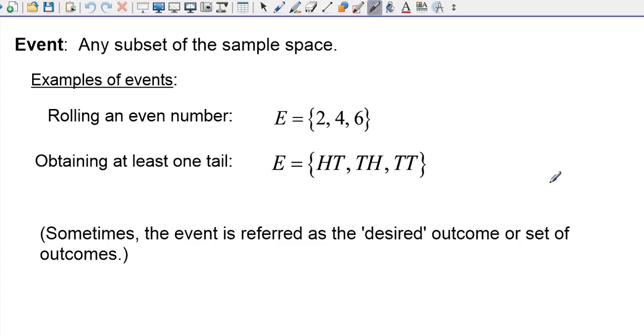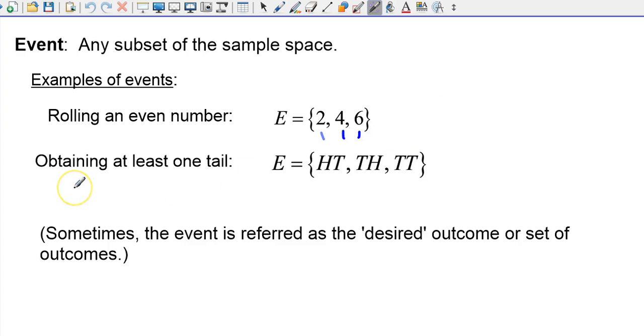Okay, an event is any subset of the sample space. So sometimes events are referred to as the desired outcome or set of outcomes that we're looking for the probability of. So an event, for example, would be, if we're rolling a six-sided die, we could define an event to be, say, rolling an even number, if we're trying to find the probability of getting an even number. So we define what's called the event space. Usually we use the capital letter E for that, and we just list the portions of the sample space which are included in the event. In this case, it would be 2, 4, and 6, because those are the only outcomes which are even.